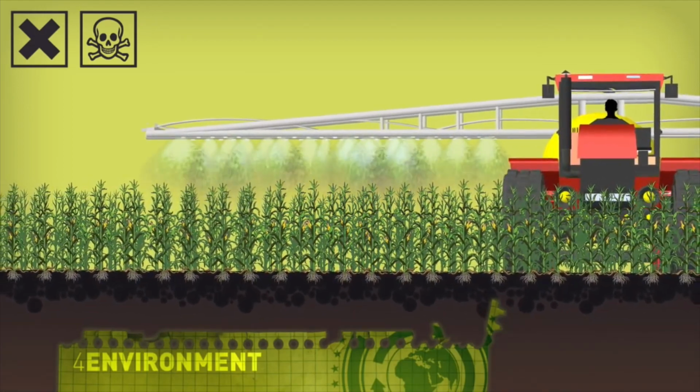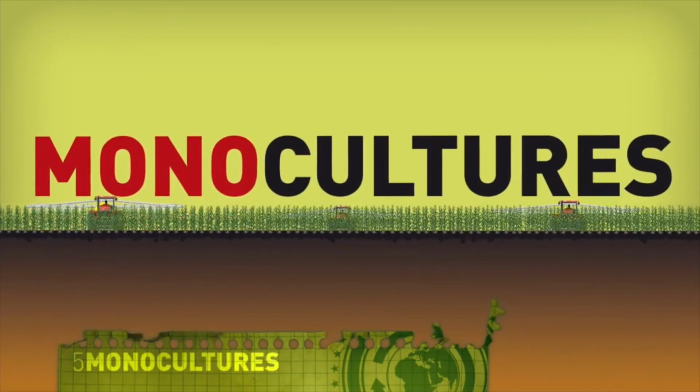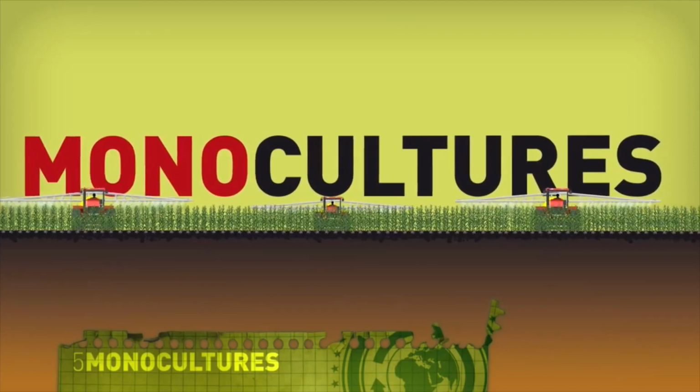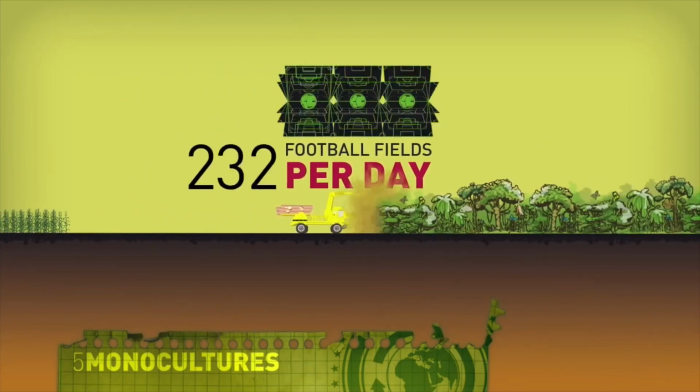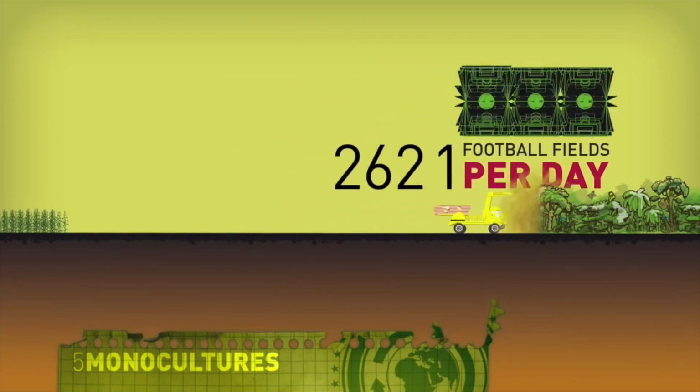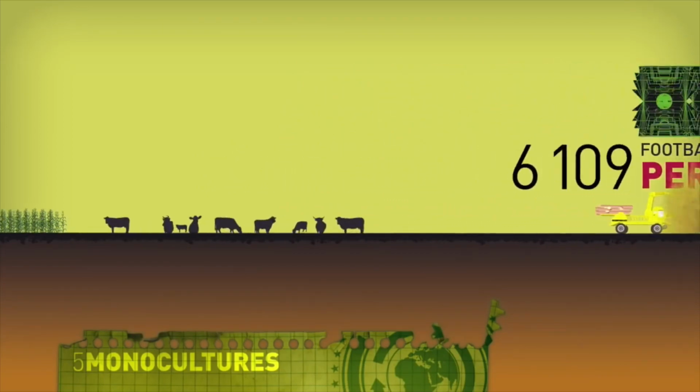Especially grave consequences are observed in this respect in monocultures. For example, in South America, rainforests and other natural landscapes are destroyed every day to make room for genetically engineered monocultures and pasture.